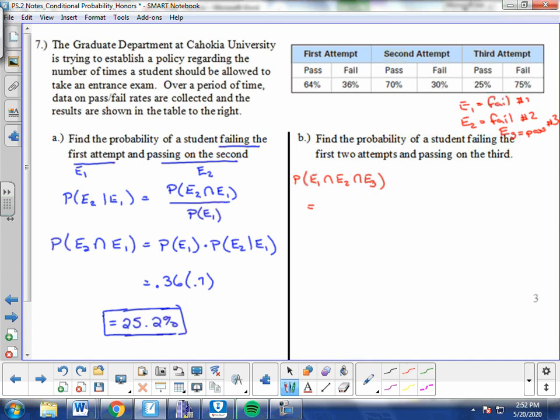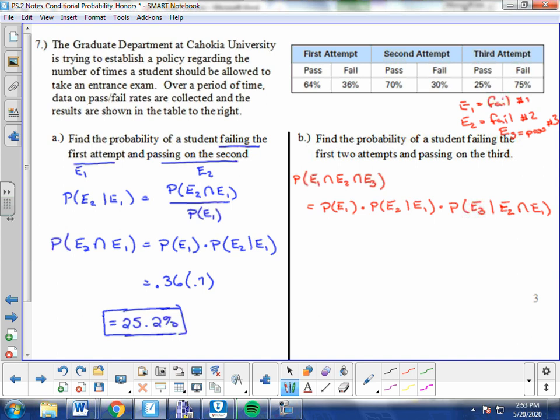So this is going to be the probability of event one, which is failing it, times the probability of event two given event one. So again, they are only taking the second exam if they've already failed the first, times the probability of event three given event two and event one already happened. So the probability that they're going to pass given that they already failed the first and the second times.